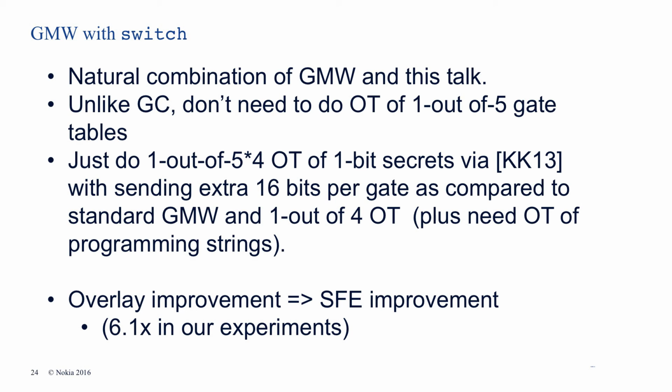So overall, the improvement we bring in circuit size due to overlaying circuits translates directly into the total cost, which I count as communication, but computation cost is not really differing. That improvement directly translates into the same factor improvement you're going to get in GMW. Okay, that's all. Thank you.